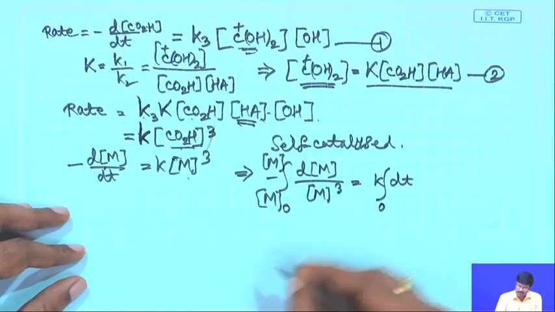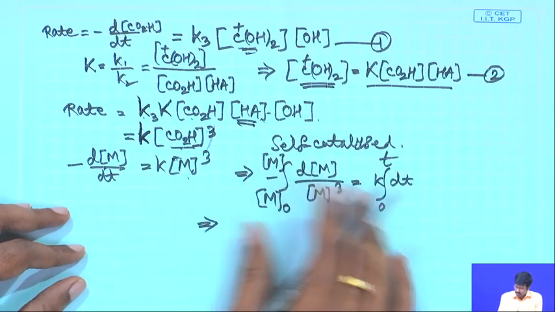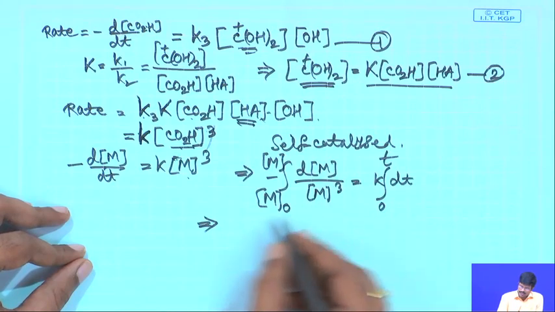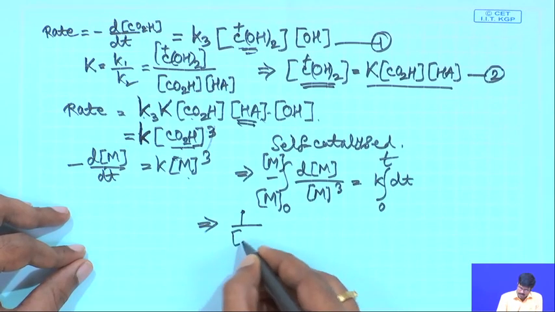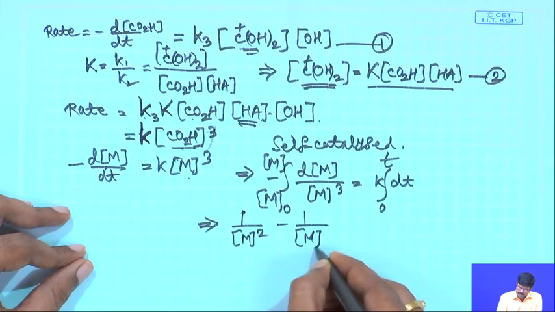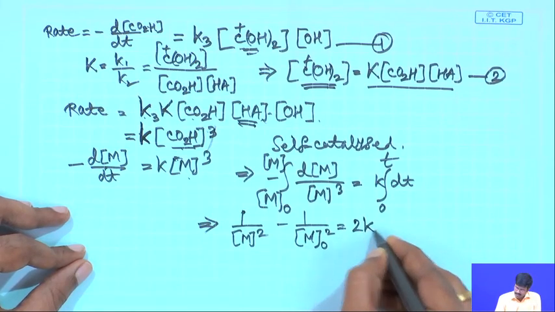So, you do the reaction from time 0 to time t, and then if you integrate and afterwards organize this thing, what you will get is something like this. Let me draw this out here: 1 by m square minus 1 by m0 square. If you put it like this, for the self catalyzed reaction, that will be equal to 2kT.